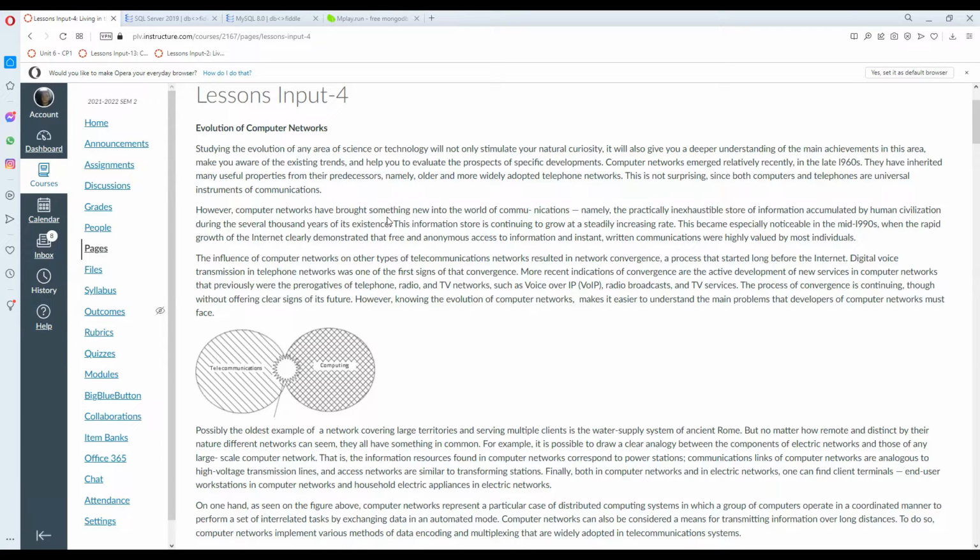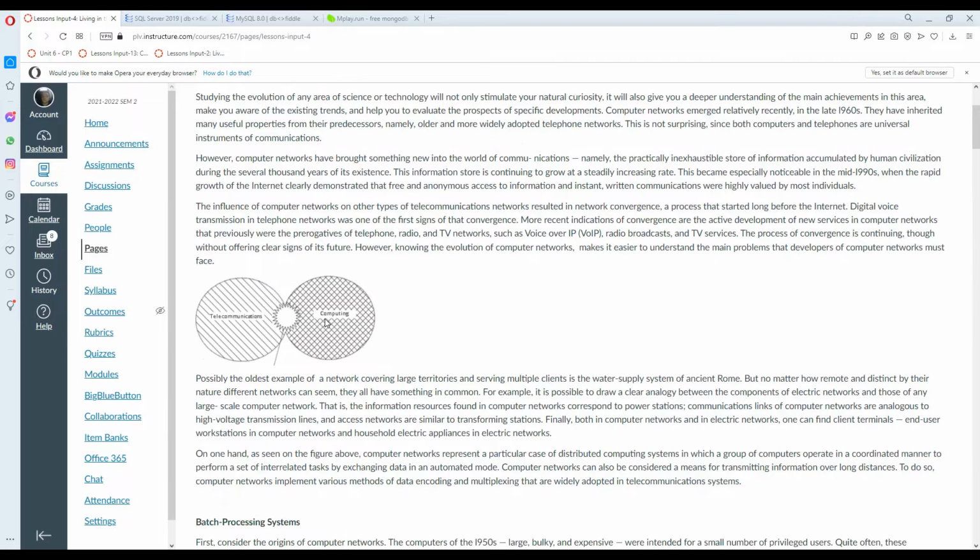However, computer networks have brought something new into the world of communications, namely the practically inexhaustible store of information accumulated by human civilization during the several thousand years of existence. This information store is continuing to grow at a steadily increasing rate, especially becoming noticeable in the mid-1990s when the rapid growth of the internet clearly demonstrated that free and anonymous access to information and instant written communication were highly valued by most individuals. The influence of computer networks and other types of telecommunication networks resulted in network convergence.